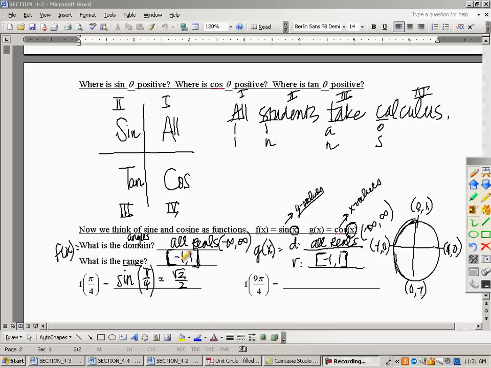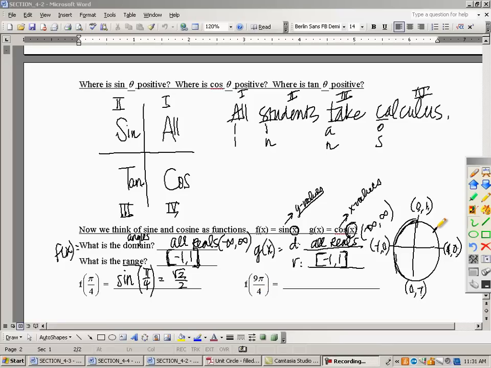Okay? Now let me look at the second one. The second one says 9 pi over 4, and you've got to know where 9 pi over 4 is. So here's what I do. I'm going to count pi over 4s until I have 9 of them. Pi over 4 is 45.